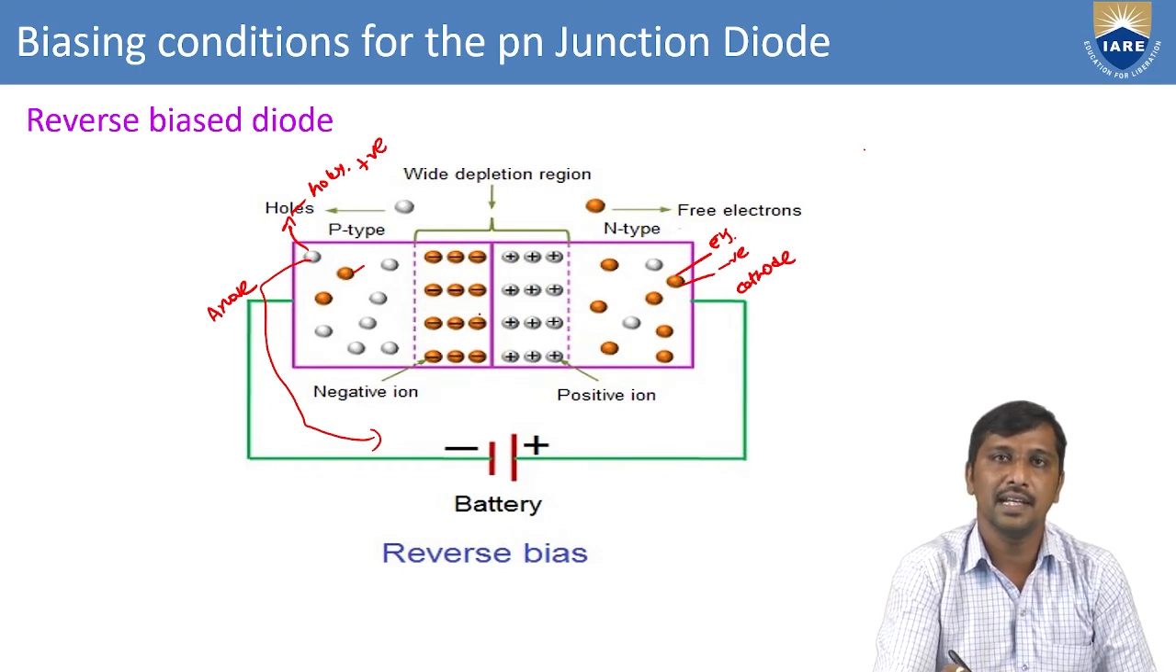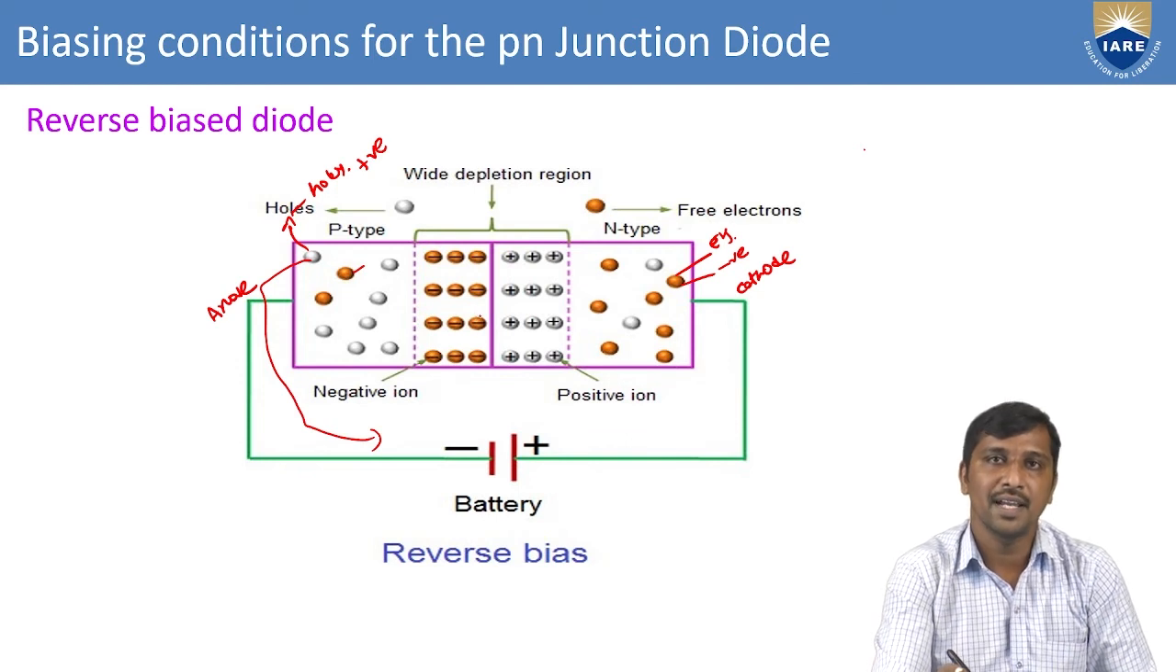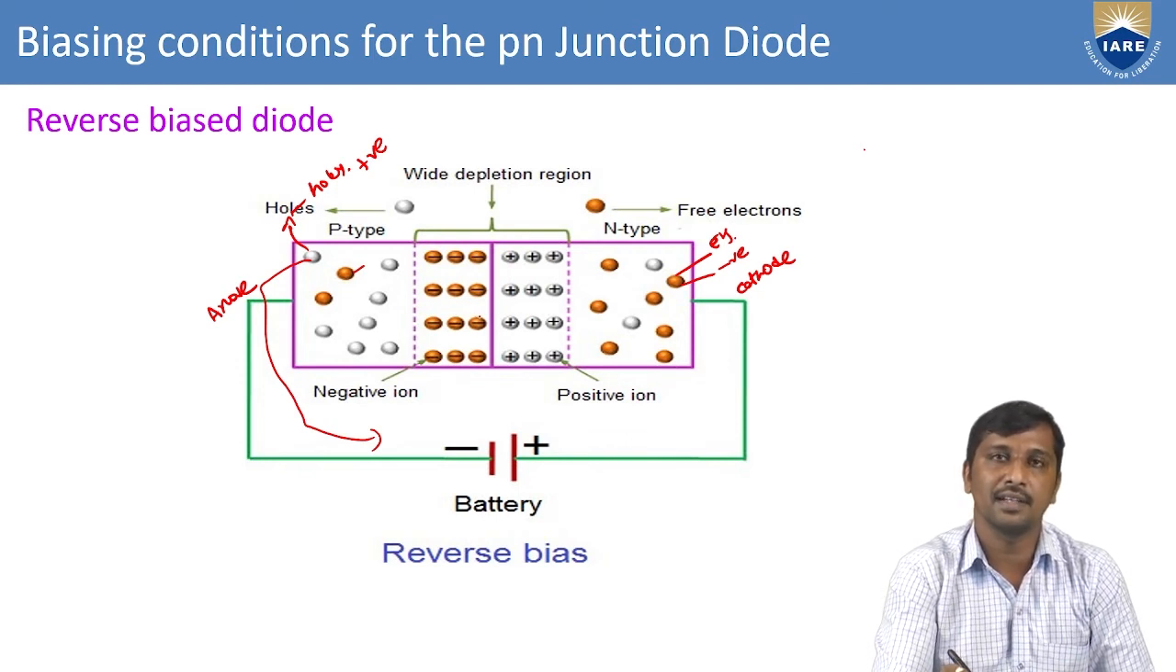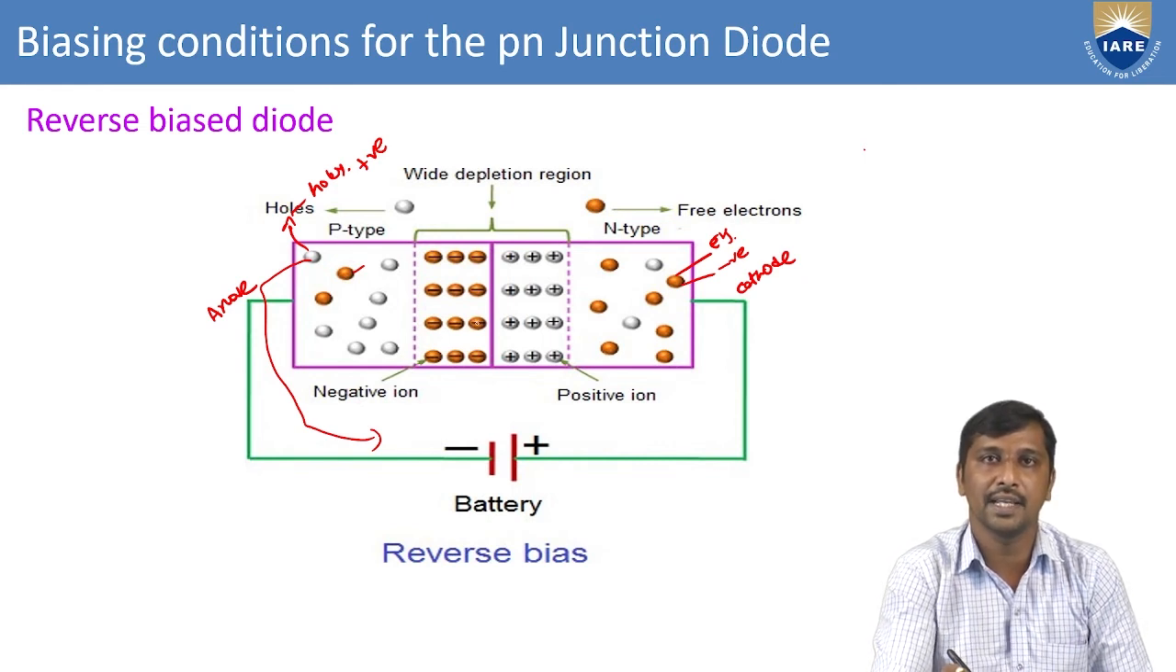So from these three biasing concepts, we observe three biased conditions here. One is the unbiased condition or zero biased condition, then the forward biased condition, as well as the reverse biased condition. From these three biased conditions, now we are going to observe the characteristics of this PN junction here.